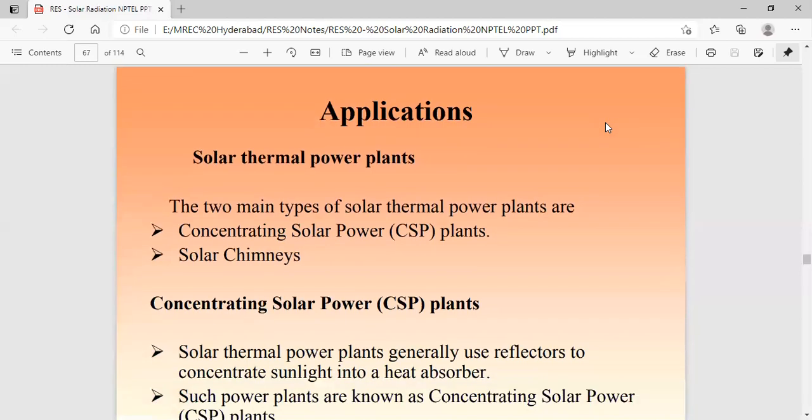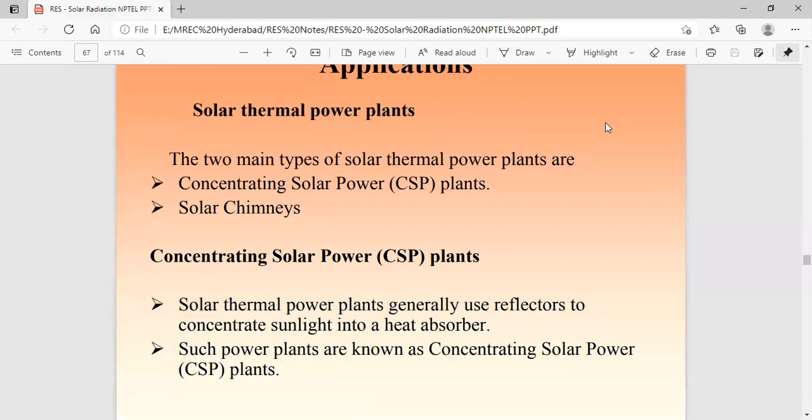Now we will see some of the applications of solar energy. The solar power plants. The two main types of solar thermal power plants are concentrating solar power plants and solar chimneys. The concentrating solar power plant is called a CSP. Concentrating solar power plants generally use reflectors to concentrate sunlight onto a heat absorber. Such power plants are known as concentrating solar power plants.